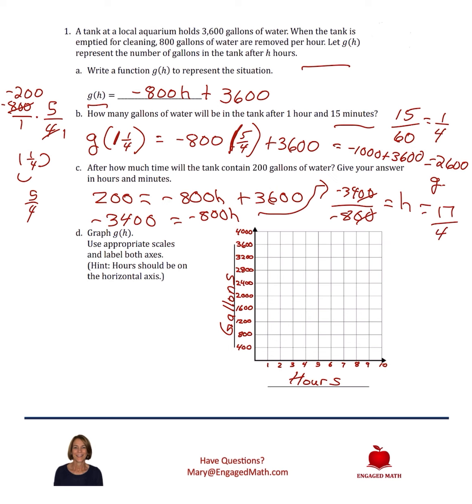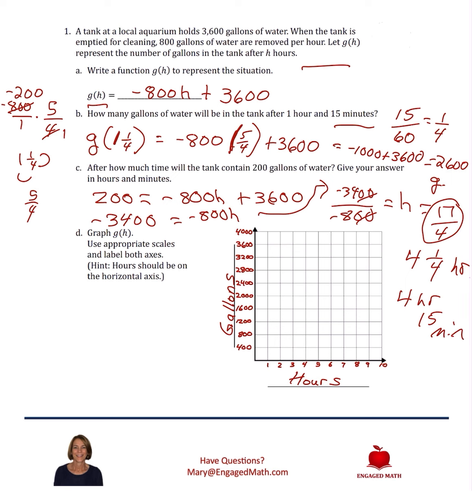And now we can calculate how to turn this improper fraction of 17/4 hours into hours and minutes. So 4 goes into 17 4 times with 1 left over, which gives us 4 and 1/4. So 17/4 is 4 and 1/4 hours. And since they wanted it in hours and minutes, we can write our final answer as 4 hours, 15 minutes.